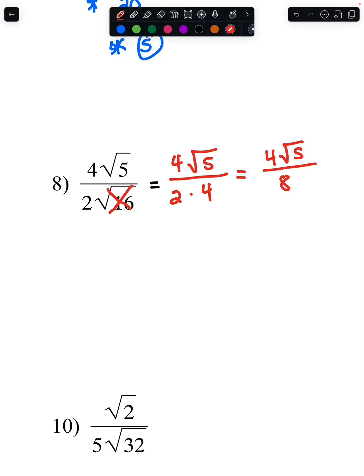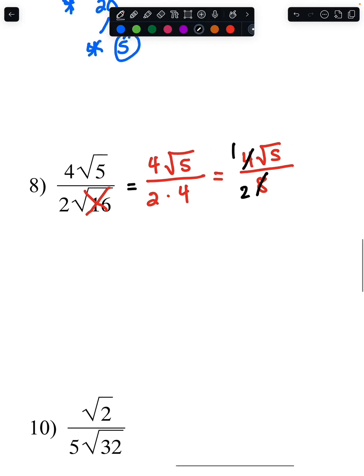Well, we can reduce, remember how earlier I said the outside with the outside, inside with the inside? 4 over 8 reduces to 1/2. So my final answer is square root of 5 over 2. If you want to put the 1, you can, but it's not necessary. It's not mandatory. Okay?